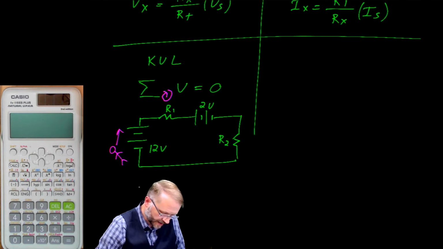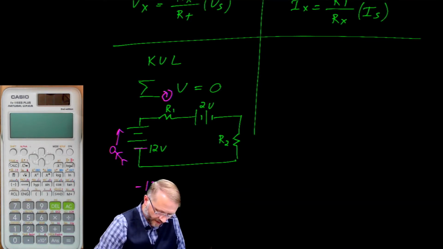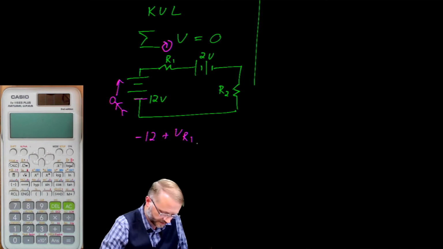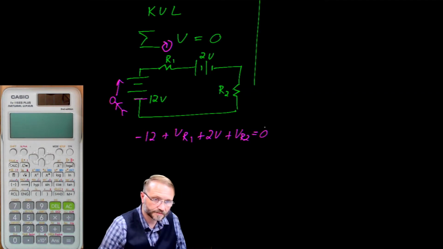Starting here, we say negative 12 because we're entering on the negative terminal of this battery, plus the voltage on R1, which is all behind my head. You guys should tell me that. Plus 2 volts plus the voltage on R2 is equal to 0.